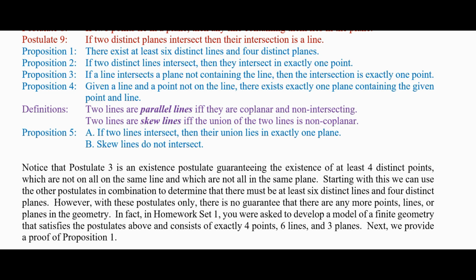In fact, in homework set 1, you were asked to develop a model of a finite geometry that satisfies the postulates above and consists of exactly 4 points, 6 lines, and 3 planes. And we will provide a proof of proposition 1 and generate such a model in the next video.